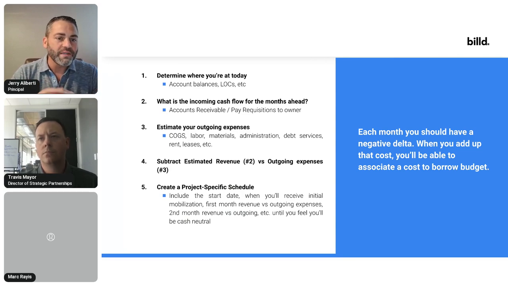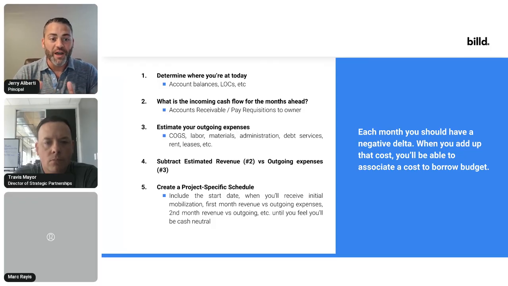The next step is, what is the incoming cash flow for the months ahead? What are your accounts receivable versus what are the pay requisitions to the owner? Basically, this is about the current contracts that you have going on right now. I would say you plan this out maybe every year, or if you are a larger contractor going after larger work, I know at my previous employer, almost every project was a couple hundred million, right? So it was a lot easier because there were only so many couple-hundred-million jobs we were able to land per year.